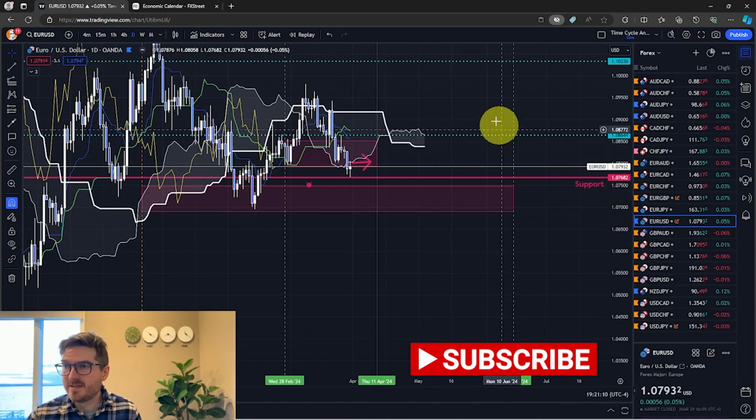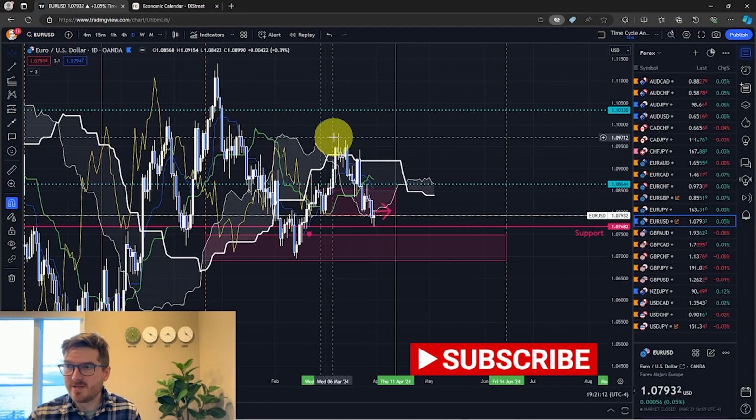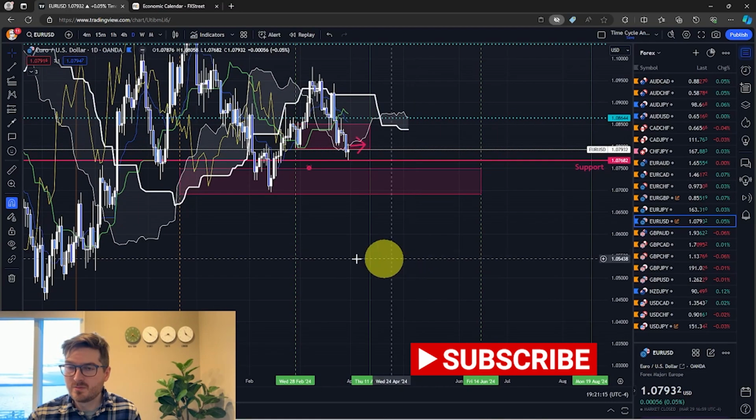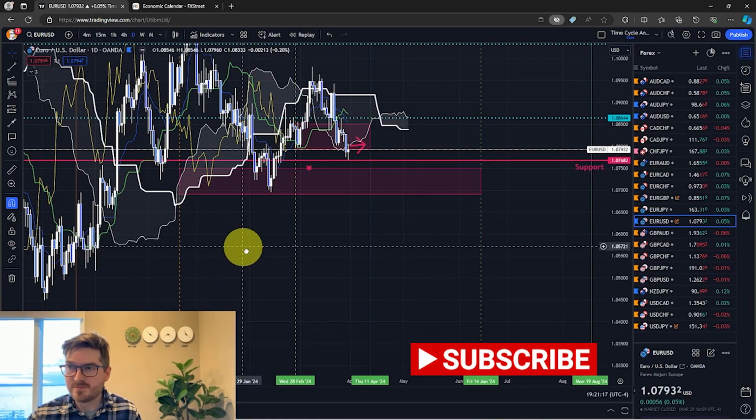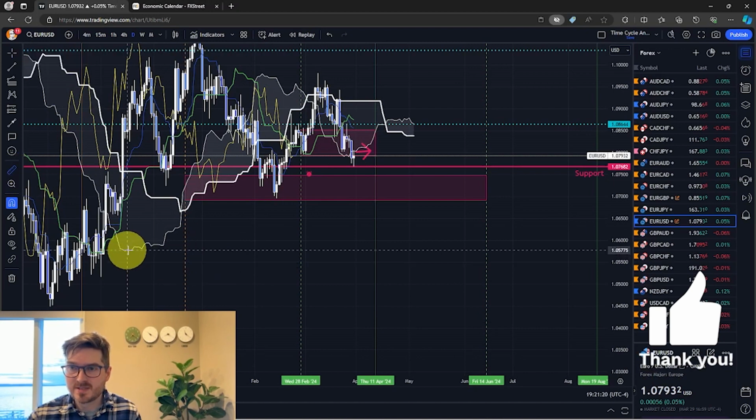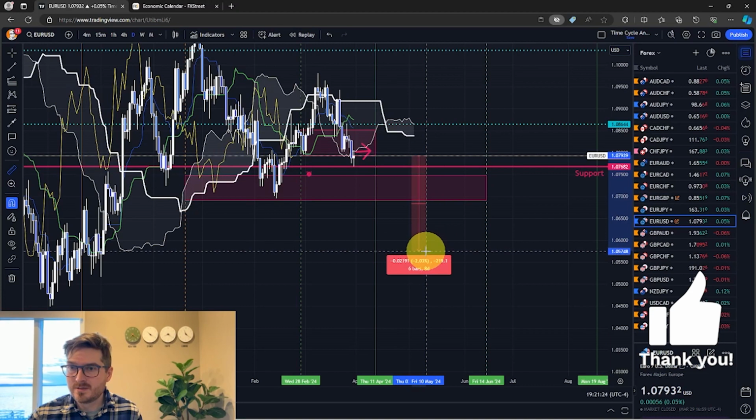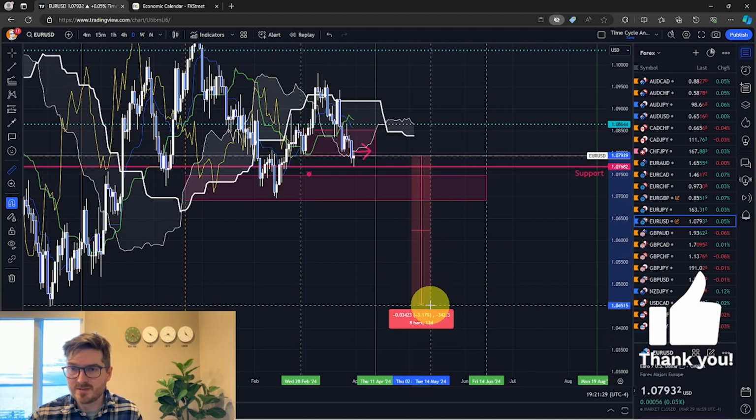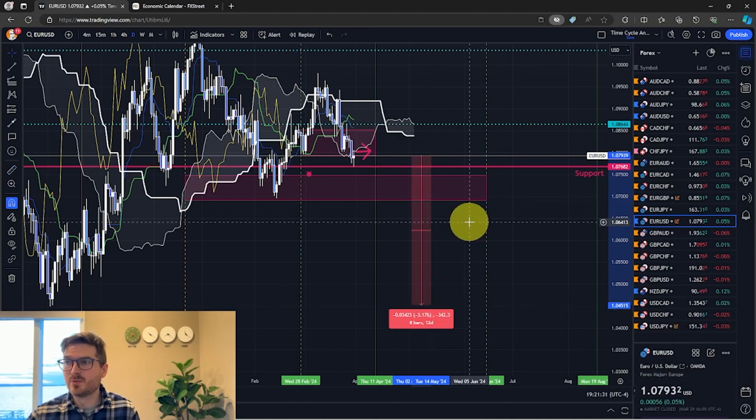But if we can get this as a giant N wave down like that, and we go down to these supply levels, let's take a look. Let's target this bottom of the Kumo from here. So that's about 219 pips. And then from all the way down here to the bottom support here, that's 342 pips.